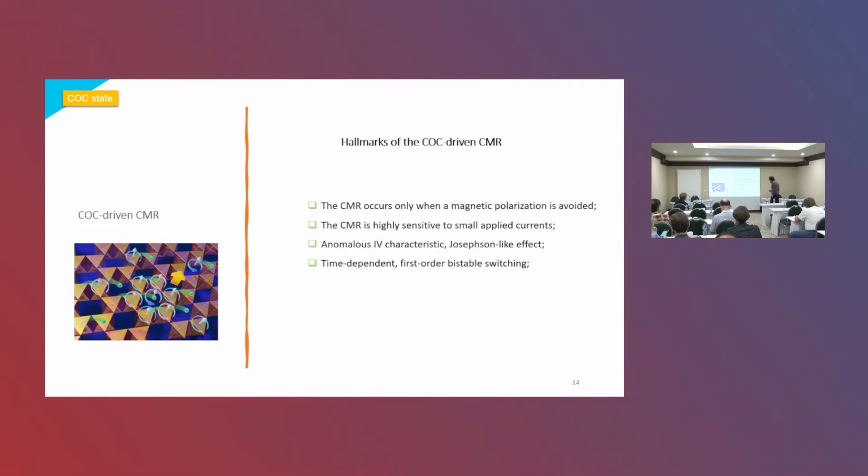And there is a very long time dependent, first order, always first order, bistable switching. This switching very often takes seconds or minutes to occur. This is very striking as well, because we know that the time scale set by electrons or spins is normally picoseconds at most. But this is real time. We can see this in seconds or minutes. So these are the few things that I would like to summarize before we talk about the details.